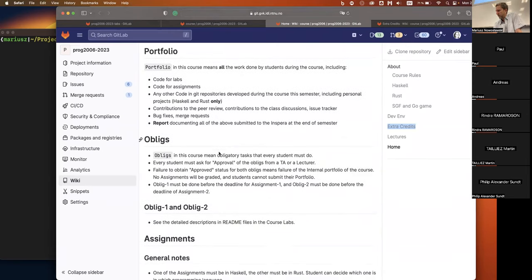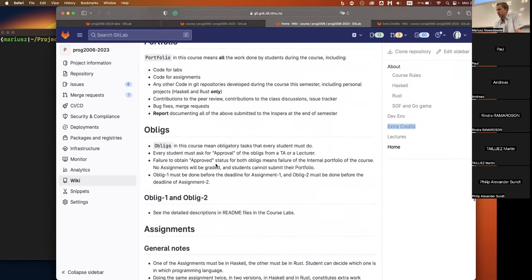Okay, so that's how this looks. Obligs. Oblig is also an unusual term because most of the time it means a compulsory assignment. Here it's not an assignment, it's just an activity that you have to do. The oblig in this course is an obligatory task that everybody has to do. If you don't get a tick for oblig one or oblig two, you will have to repeat the course. We will not grade your assignments and you will not be allowed to take the exam. Obligatory tasks are something you have to do, otherwise you're out of the course.